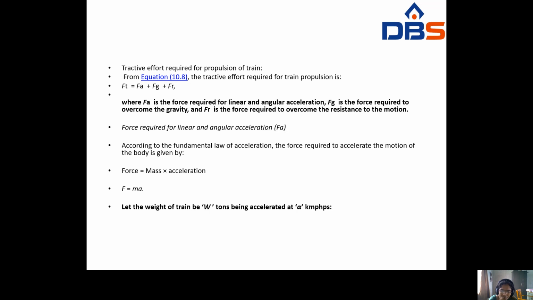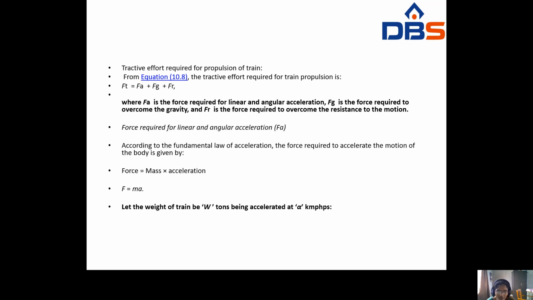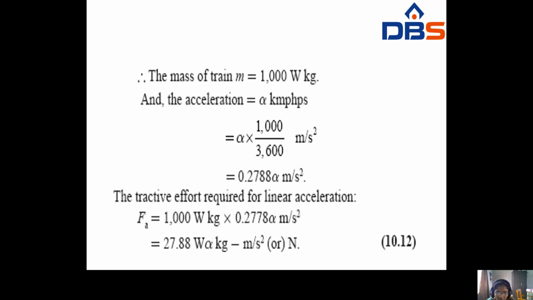Now the mass of the train. For example, you have to assume 1000 W kg, since tons have to be converted into kgs. The acceleration is alpha kilometer per hour per second, so you have to convert the acceleration into meter per second square. At that time you have to write 1000 by 3600.